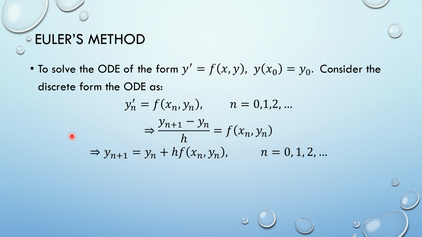So if you take n equal to 0, that will give you y1, that's the first solution of y at point x equal to x1. When you put n equal to 1, it gives you y2, which is y1 plus h f of x1 y1, which will give you solution of the differential equation at x equal to x2 and so on, so on. Okay, so this is the classical Euler method.